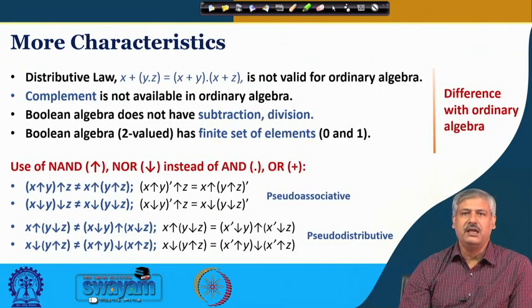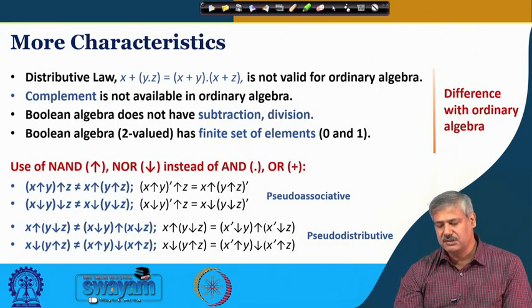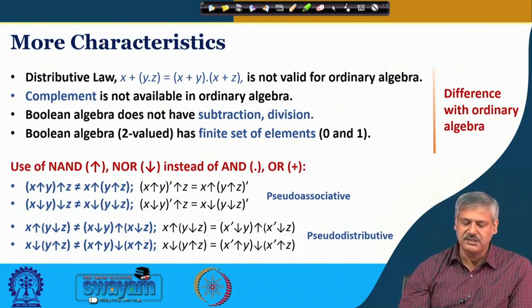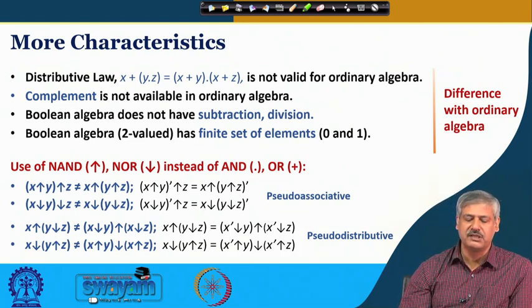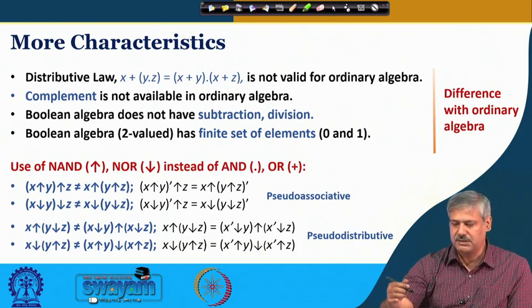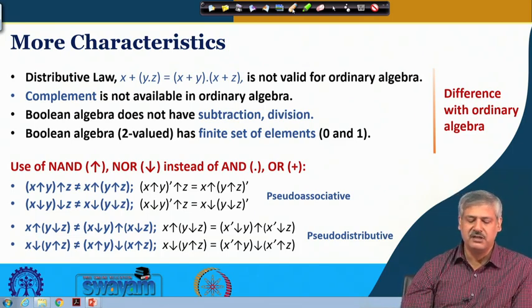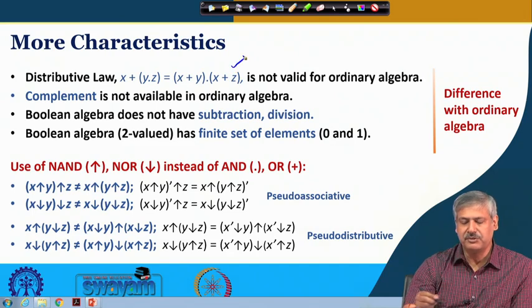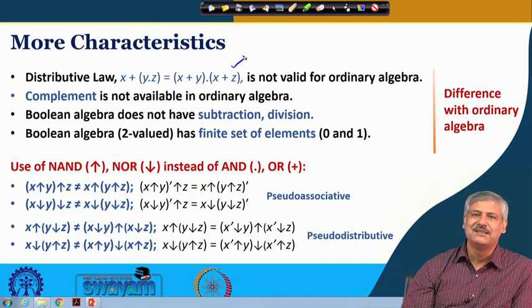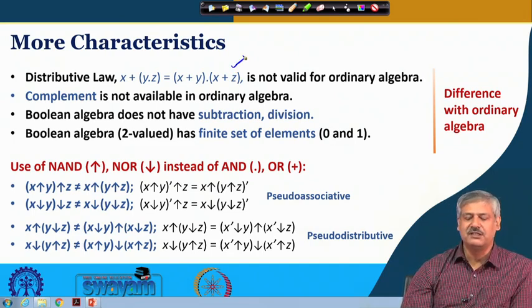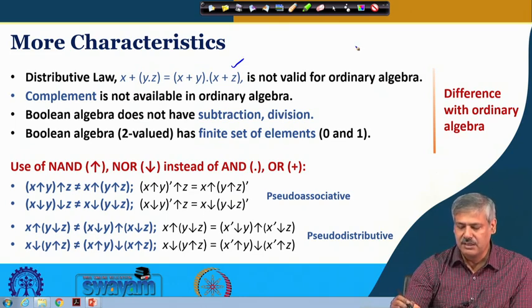So, to end this part of the discussion, we shall just look at some of the characteristics. What we have noted before is that Boolean algebra has certain differences with ordinary algebra. This distributive law, the way we have seen it and utilized in many different cases, is not valid for ordinary algebra. So, if you have got say 5 plus 2 into 6 kind of thing.